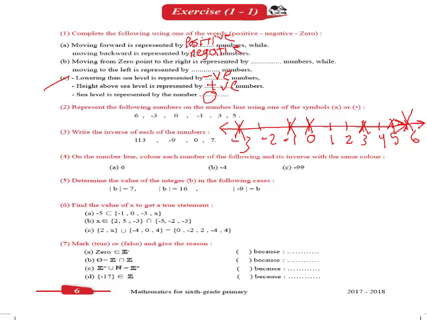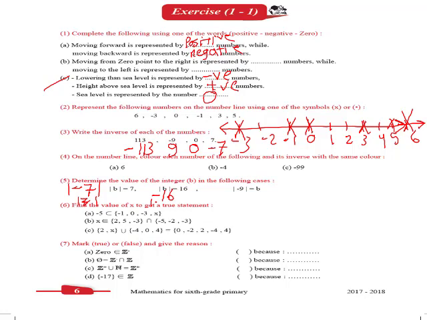Write the inverse of each of the following numbers. 113, the inverse is negative 113. Negative 9, the inverse is 9. 0, the inverse of 0 is 0 itself. 7, the inverse is negative 7. Okay, let's now determine the value of the integer b. b might be negative 7 or 7 because the absolute value of negative 7 is 7 and also the absolute value of 7 is 7. Here b might be negative 16 or 16.